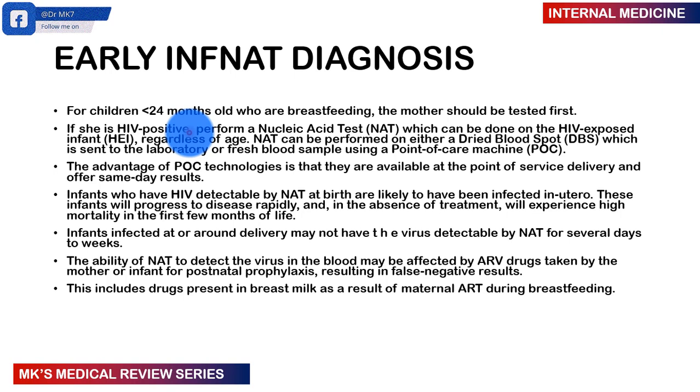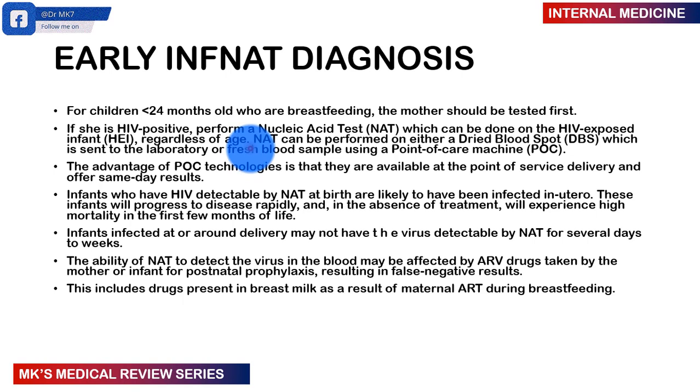Now, the nucleic acid test can be performed on either a dried blood spot, which is known as a DBS, which is usually just sent to the laboratory, or you can get a fresh sample. That's if you have a point of care machine at your facility, then you can actually do the test there and then. The advantage of this is that if it's a point of care technology, you can get the results on the same day.